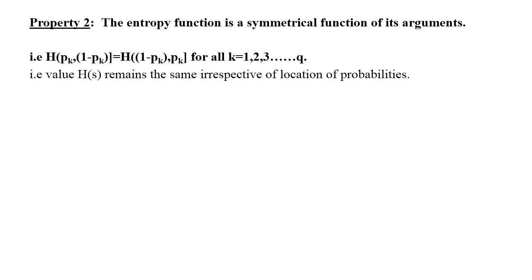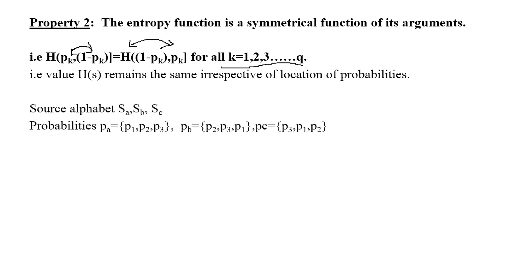Second property, the entropy function is a symmetrical function of its arguments. That is, H(pk, 1 - pk) is the same as H(1 - pk, pk). For all values of k = 1 to Q, we can interchange the probabilities. Interchanging the probabilities, we do not get any change in the entropy value. So H(S) remains the same irrespective of the locations of the probabilities.